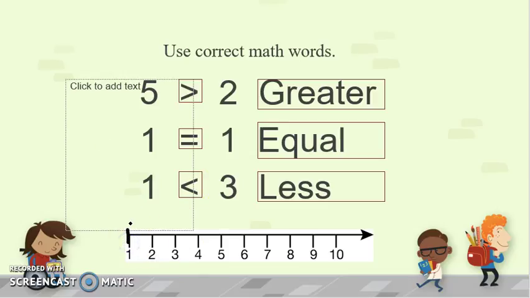1 is right here and 1 is right here. If you ever see one number that is the same on both sides, then you automatically know that that is an equal sign.